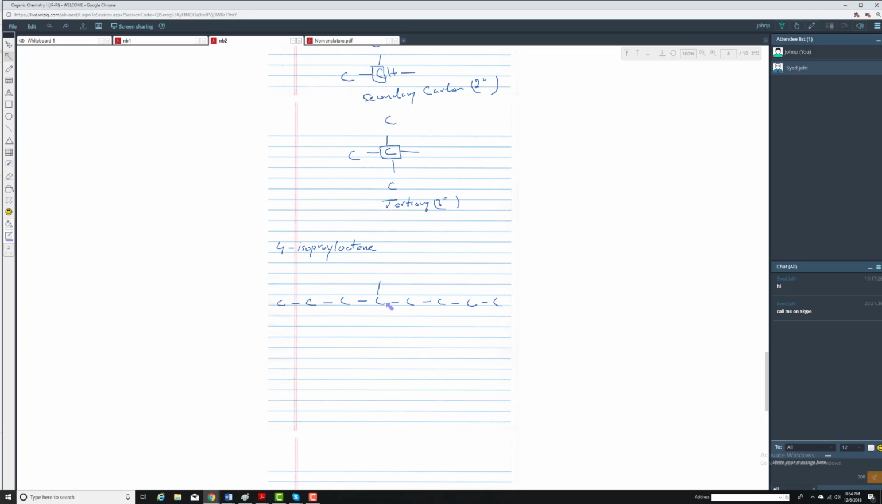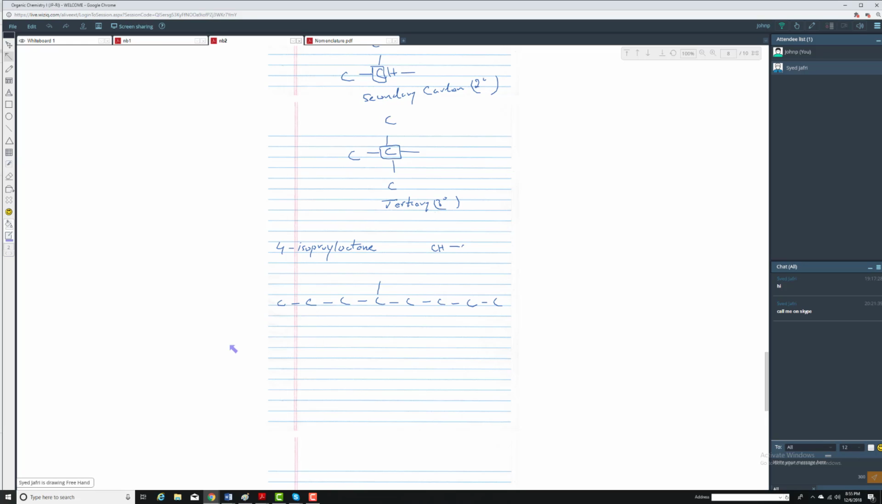4 isopropyl octane. Right? And now you have to put the hydrogen. First I'm going to put the hydrogen. What is the 4 isopropyl group? I'm writing this.